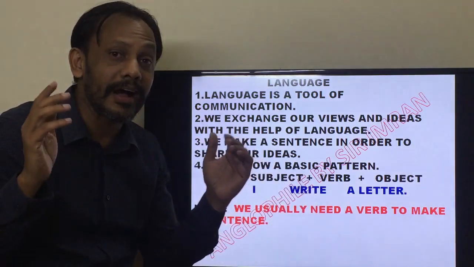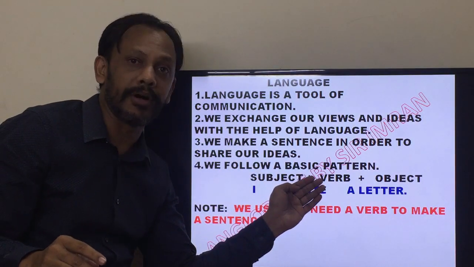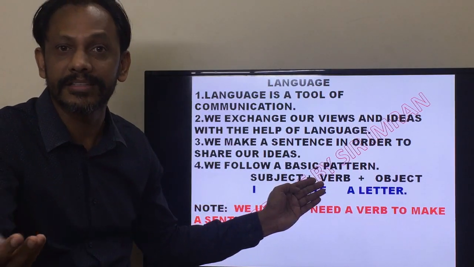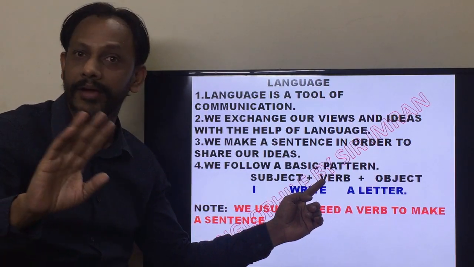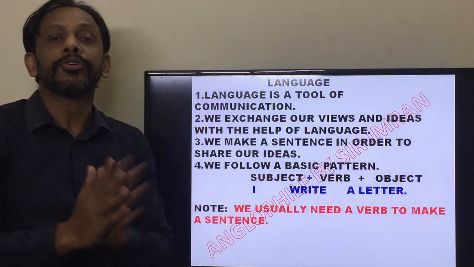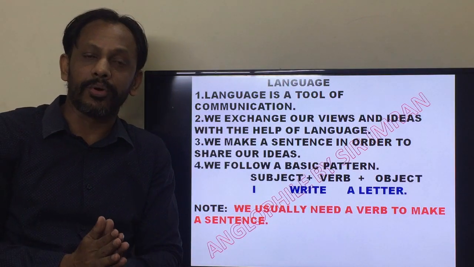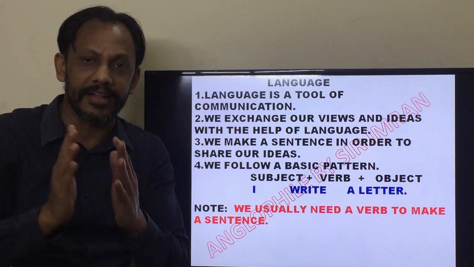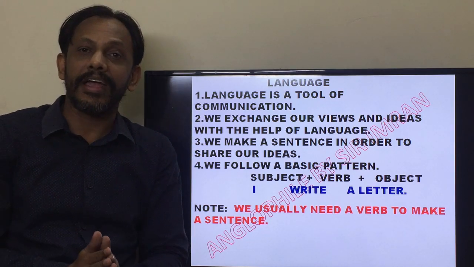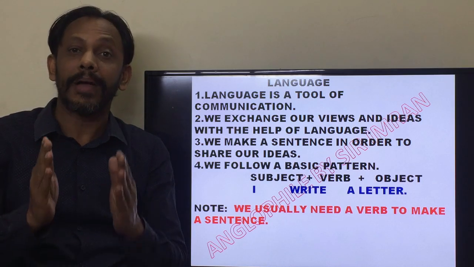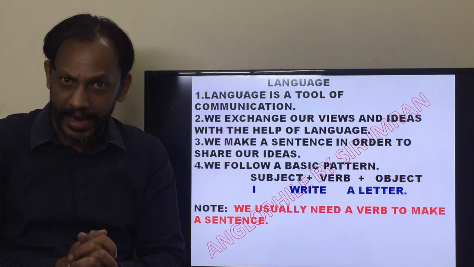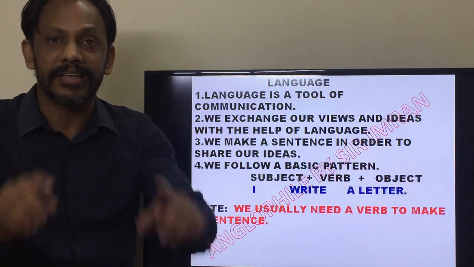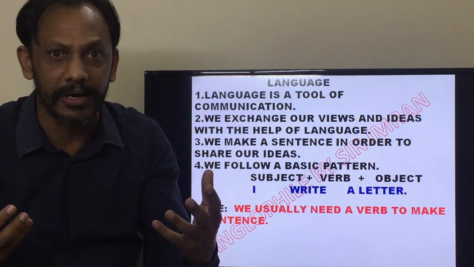But what happens when we remove the verb? Now what remains? I, a letter. It doesn't give proper sense. Why? Because there is no verb. Alright? So that is why I tried to make you understand that we need a verb to complete the sense of a sentence. And that is why today I'll teach you what a verb is, in detail.